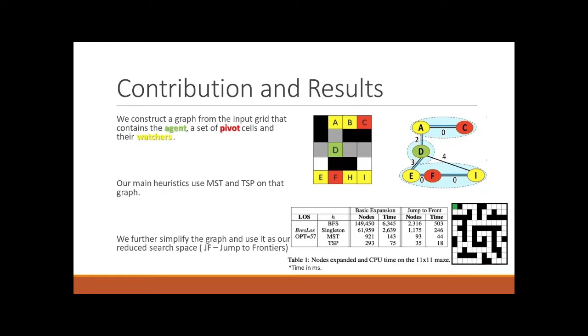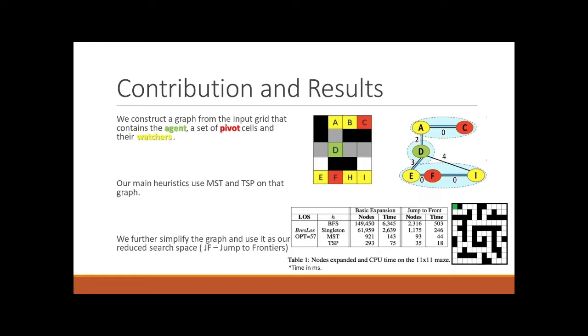Using four-way movement and these heuristics is our first method, which is called basic expansion. We developed a second method, which changes the operators. Instead of using four-way movement, we say that the agent can move only to the frontiers which are connected to it at the graph. For example, I, E, and A. When generating a new node with this operator, the agent's location is updated to be the watcher's location, and we add to the scene list all the cells that can be seen when traveling that path. We call this jump to frontiers, or JF.